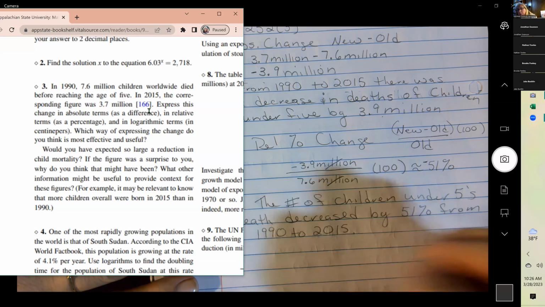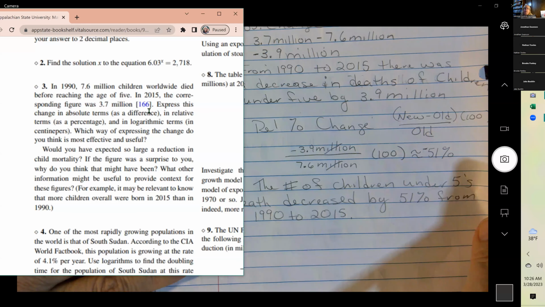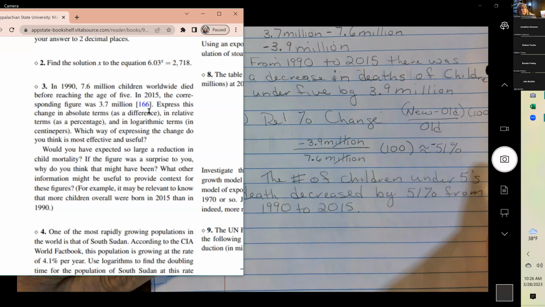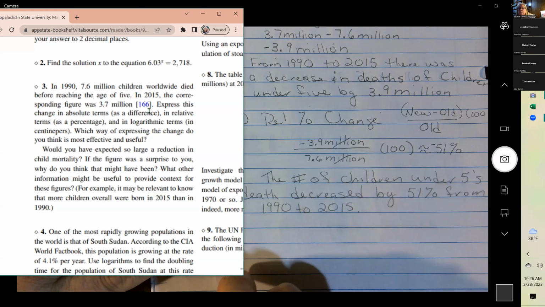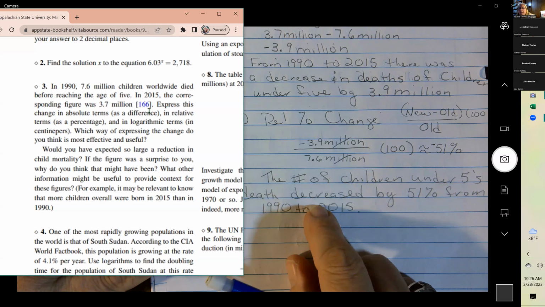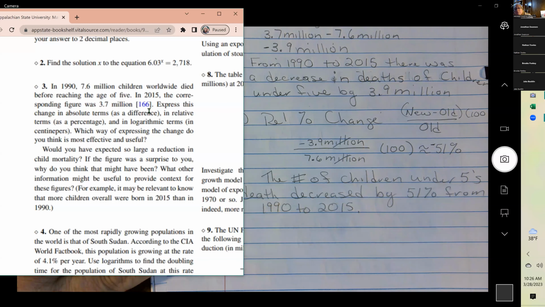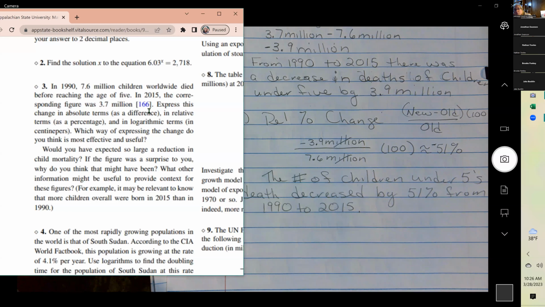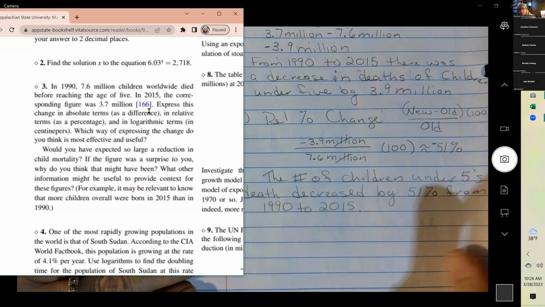And you have to be able to write it in a sentence so I know what it means. But it was a decrease of 51%. The last one.